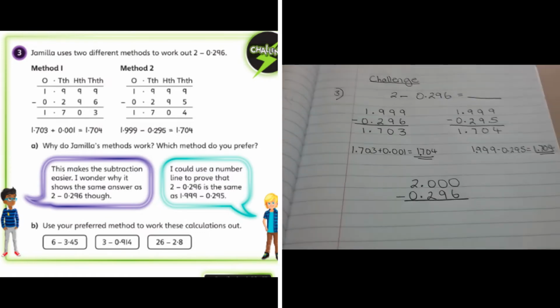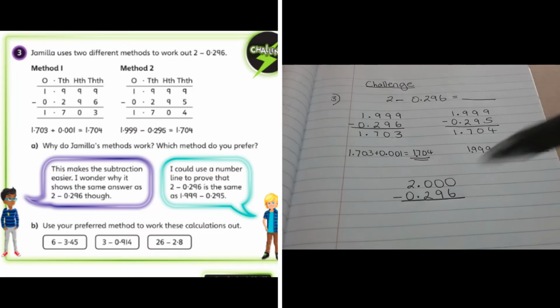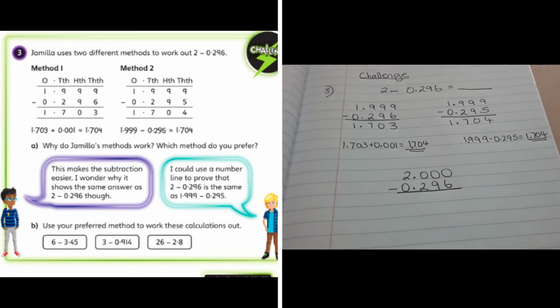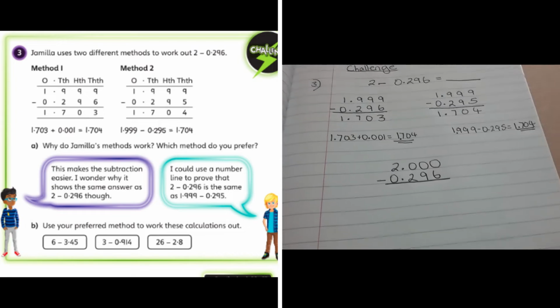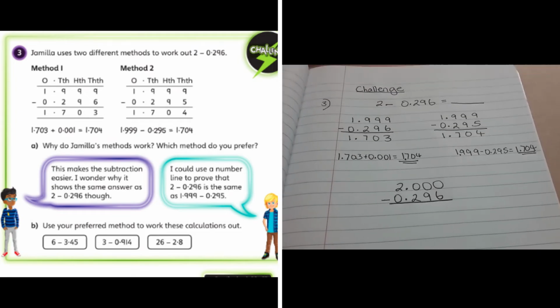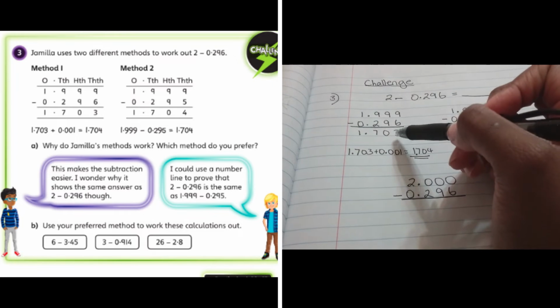Alrighty, on to the challenge. Now, today's challenge I have some mixed feelings about, but I'll explain that in a moment. You're going to notice at the top of the challenge it says Jamila uses 2 different methods to work out 2 take away 0.296. Here's her first method. I wrote it out again myself.